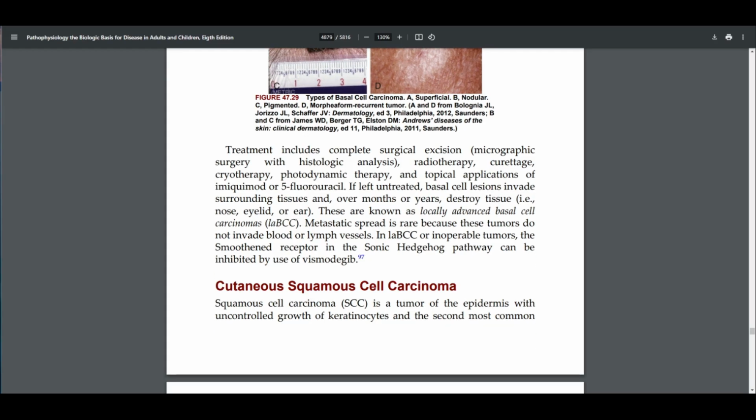In LABCC or inoperable tumors, the smoothened receptor of the sonic hedgehog pathway can be inhibited by the use of vismodegib.